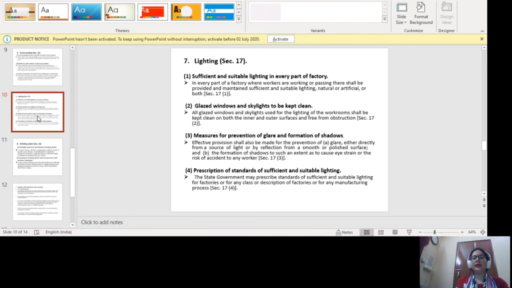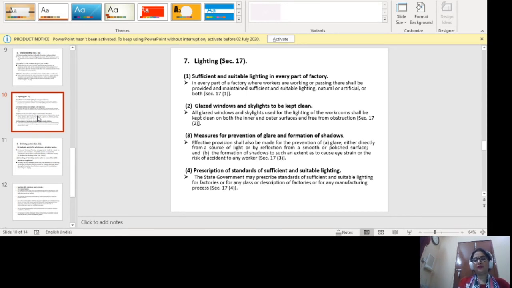So, for lighting, suitable and sufficient lighting in every part of the factory should be there. In every part of a factory where workers are working or passing, there shall be provided and maintained sufficient and suitable lighting, natural or artificial or both.